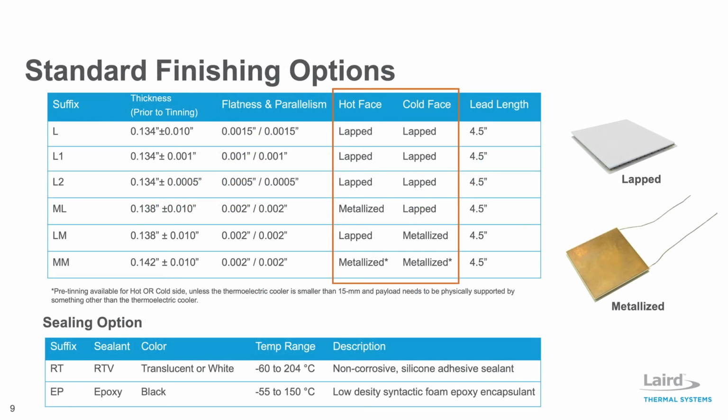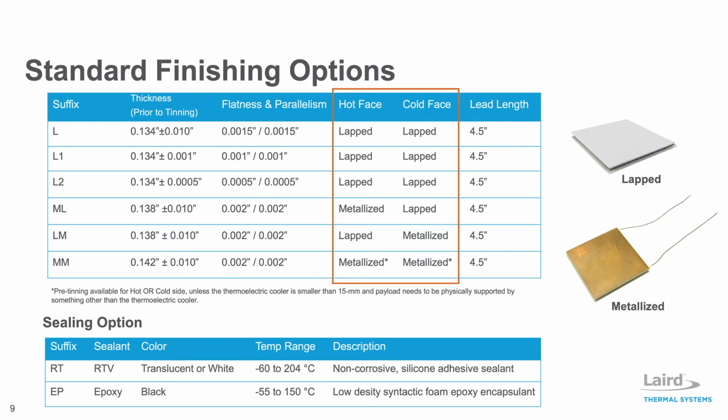For each thermoelectric cooler product family, Laird Thermal Systems offers standard finishing options for lapping, sealing, and soldering. Standard lapping tolerances of thermoelectric coolers are plus or minus 10 thousandths of an inch. This is sufficient for most applications where mounting of one thermoelectric cooler is used. Tighter lapping tolerances are required for mounting multiple thermoelectric coolers under one heat exchanger.